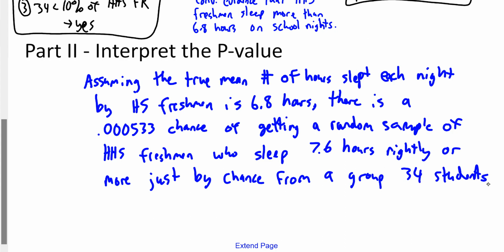So again, interpreting a p-value is all about assuming the null hypothesis is true and then saying we could have only had this happen by chance this percent of the time. Okay? That's interpreting the p-value.